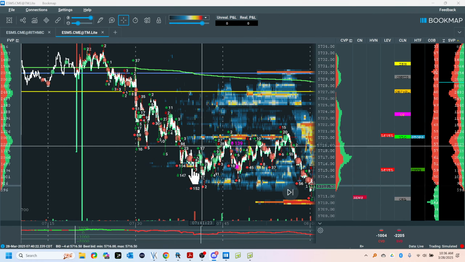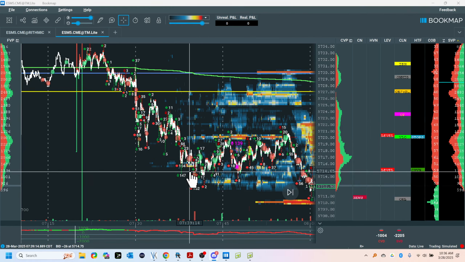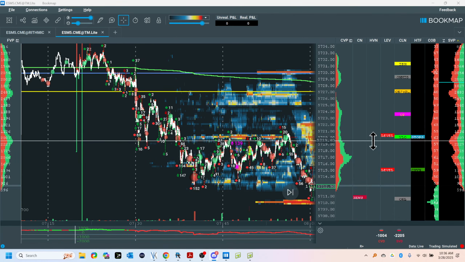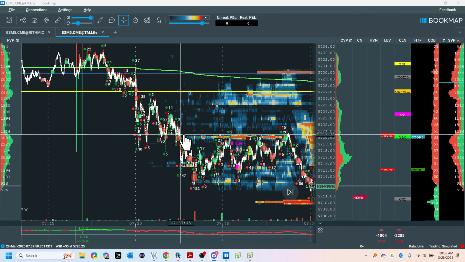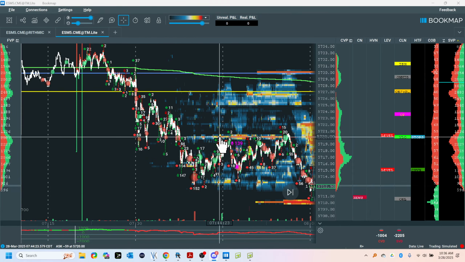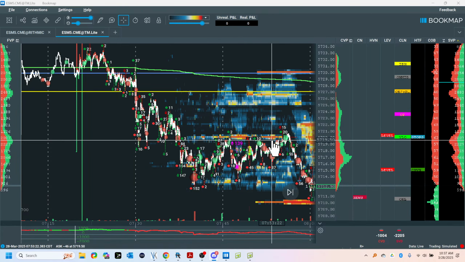Why? Well, we broke under yesterday's low, okay? So when you break under a low, that's a significant event. Liquidity came into the book here. This sets up a short right here. Now, but here's what's important. I want to show you something a little interesting.